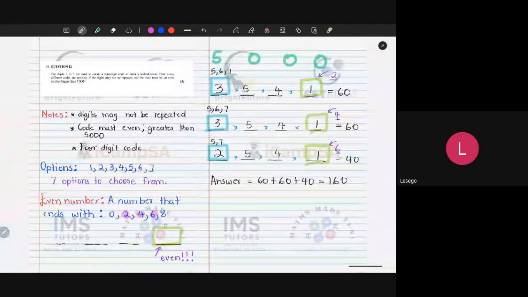So our conclusion here will be that we can create 160 different codes.